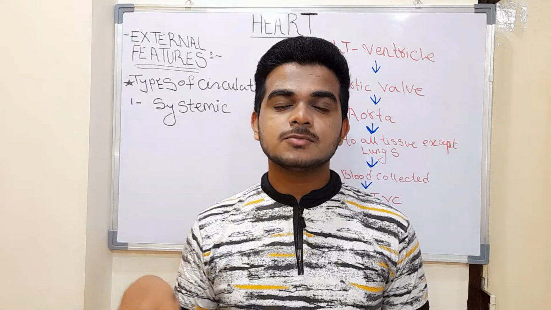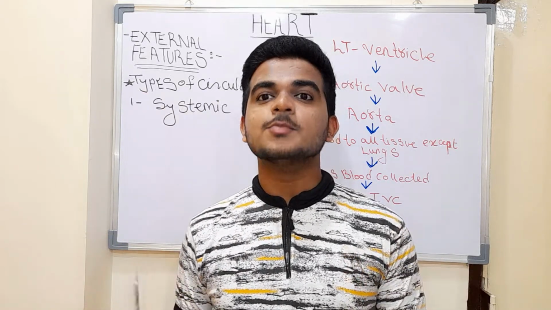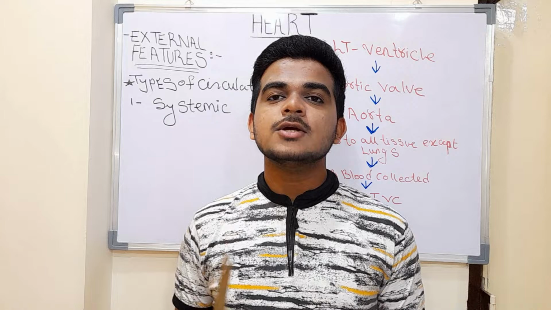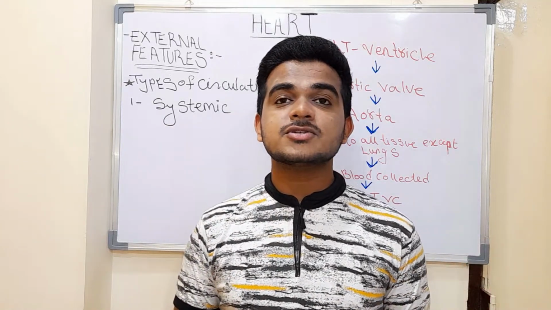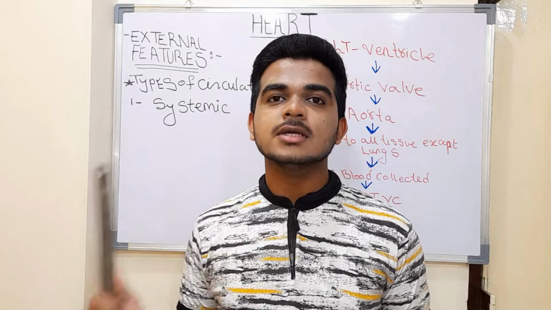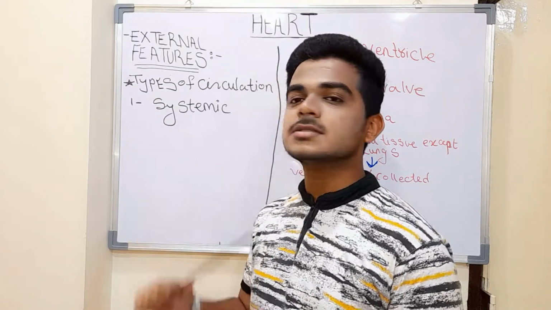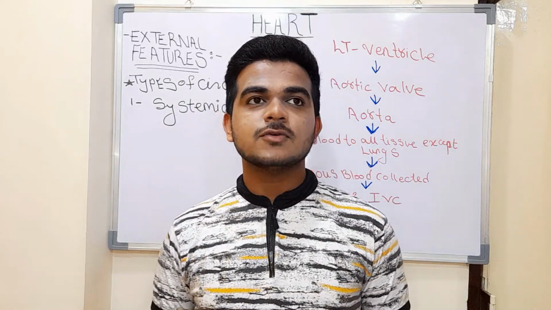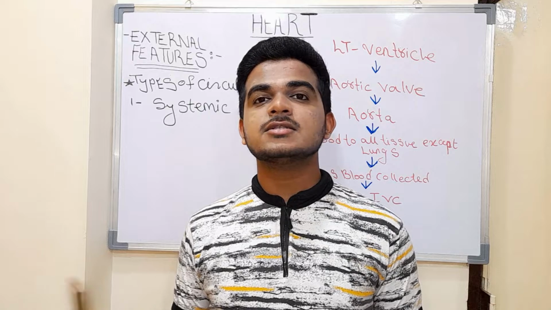So this traveling in the body is also known as the human system. That's why it is called a systemic circulation, because it's traveling in the whole body. Blood is traveling in the whole body, right? That's why it is called a systemic circulation. So we'll see where its journey started and where its journey ends.